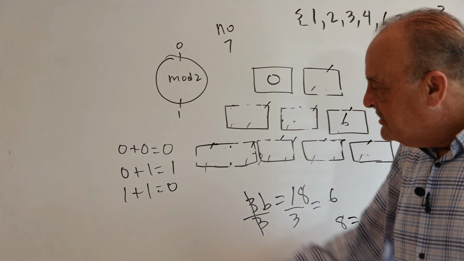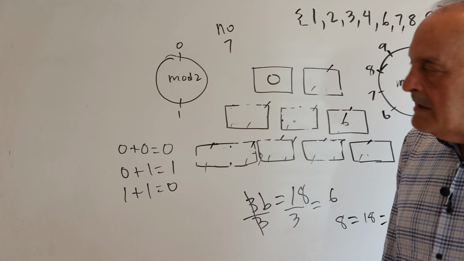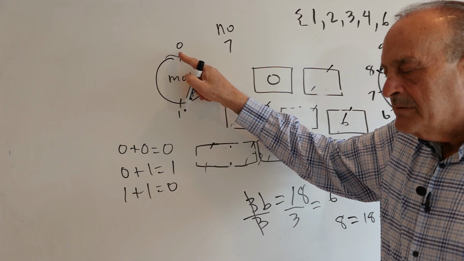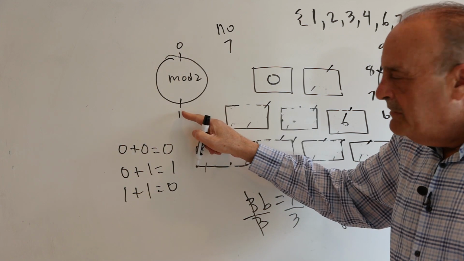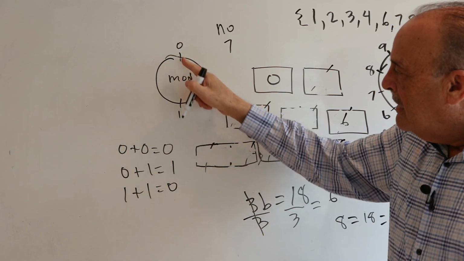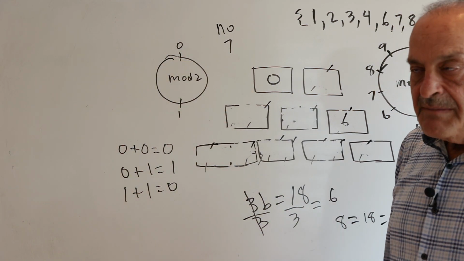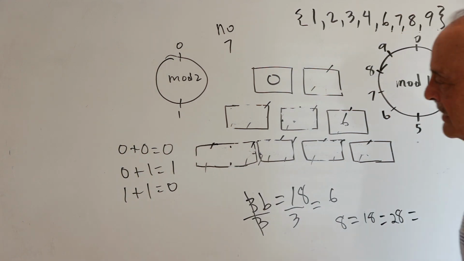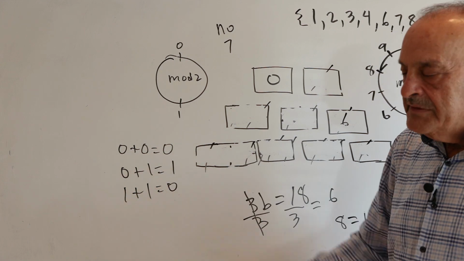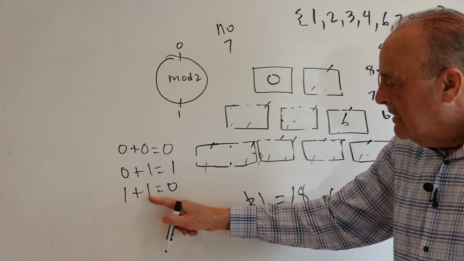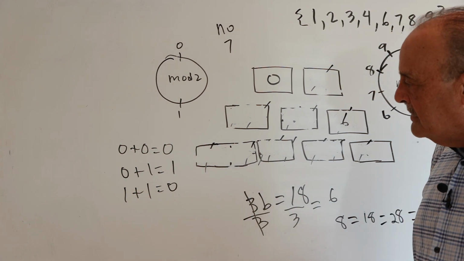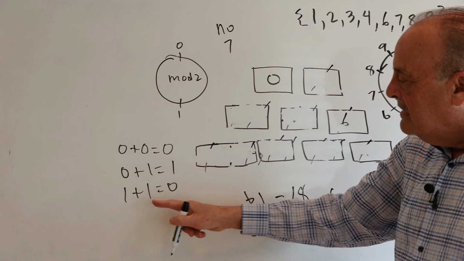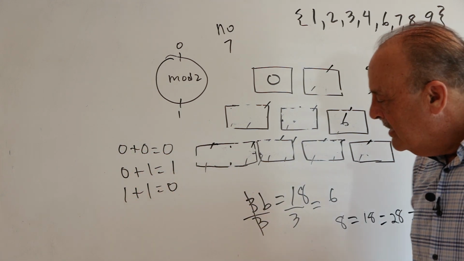This is the exact same behavior you get from even and odd, because if you wrapped around, 0, 1, 2 would be where 0 is, 3 would be where 1 is. If you keep wrapping around, all the even numbers are the same place as 0. All the odd numbers are the same place as 1. So you can think of 0 as representing all the even numbers and 1 as representing all the odd numbers. We're just saying even plus even is even, even plus odd is odd, and odd plus odd is even.